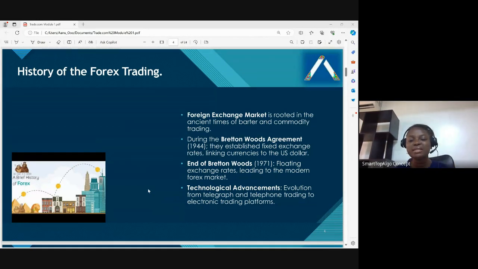Now, when they were able to put a rate over every currency, this was what brought about forex. Now, why did it bring about forex? Initially, there was just one reason why people wanted to buy foreign exchange: because they wanted to do international trade, they wanted to transact.